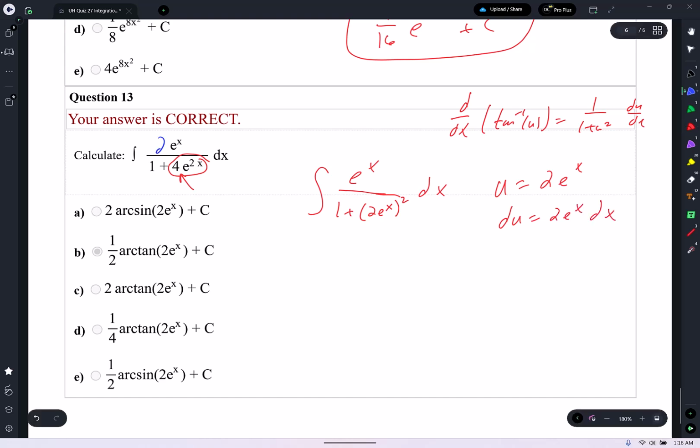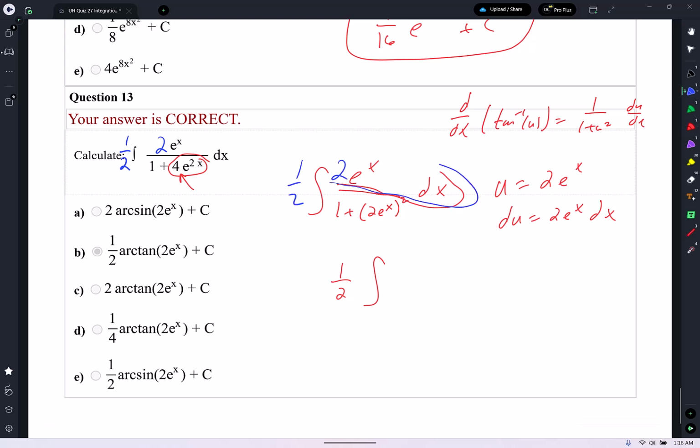I'm going to plug in a 2 on the inside, put a 1/2 on the outside, and now I have 1/2 integral, and then e to the x dx with the 2 in there. See, I plug in a 2. So we'll put that half there. That 2 e to the x dx, that's your du. And then I'm going to have 1 over 1 plus u squared du.